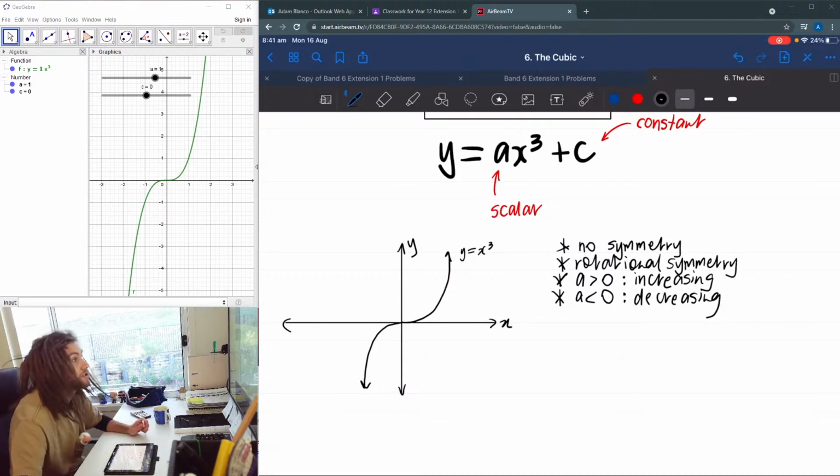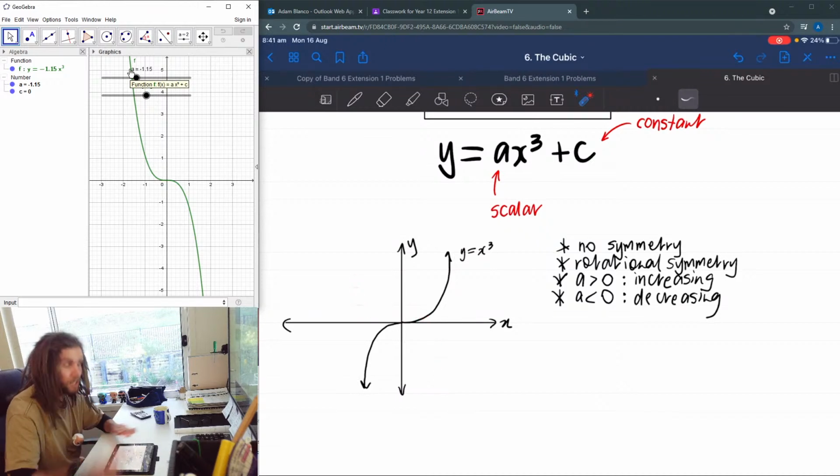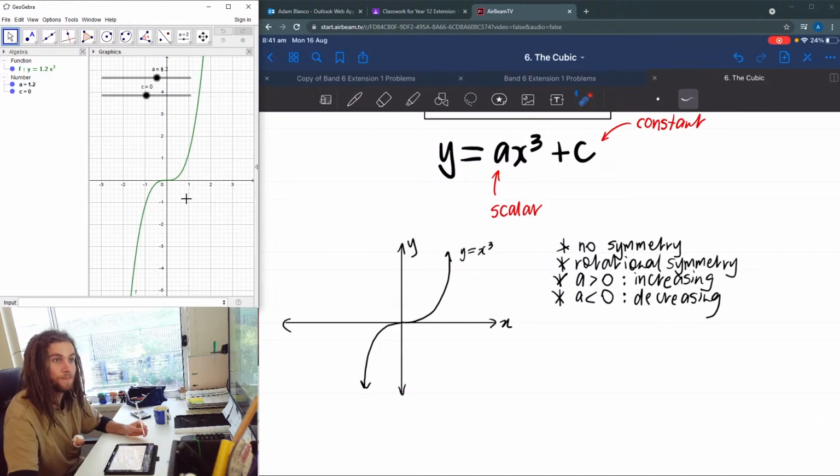So if you look at the top left corner, I'm going to make A less than 0, so I'll make it a negative. See how it flips it, it goes this way instead. And again, if I make A a large number, it gets skinnier. If I make A a smaller number, it gets wider. So exactly the same as before.